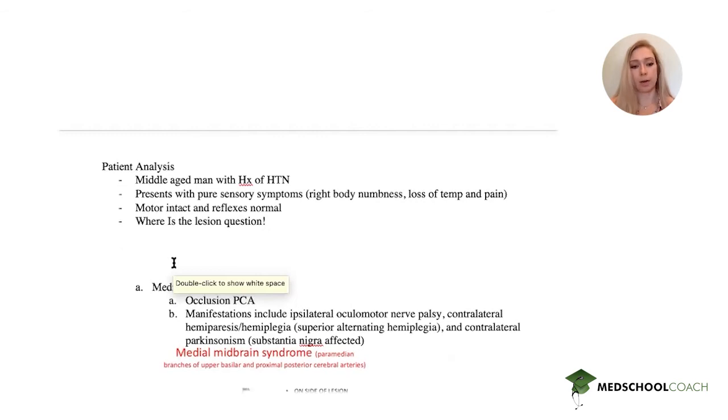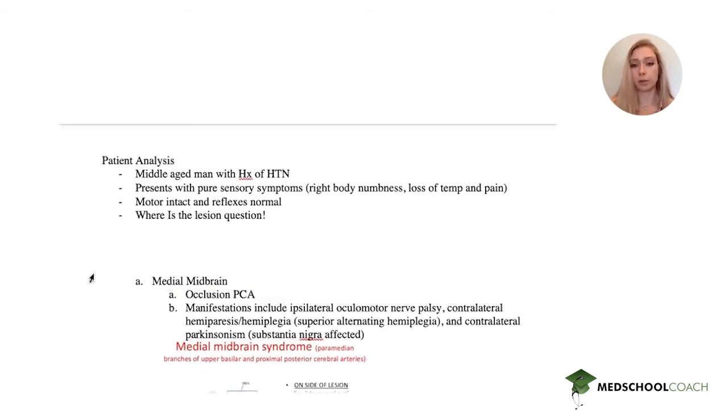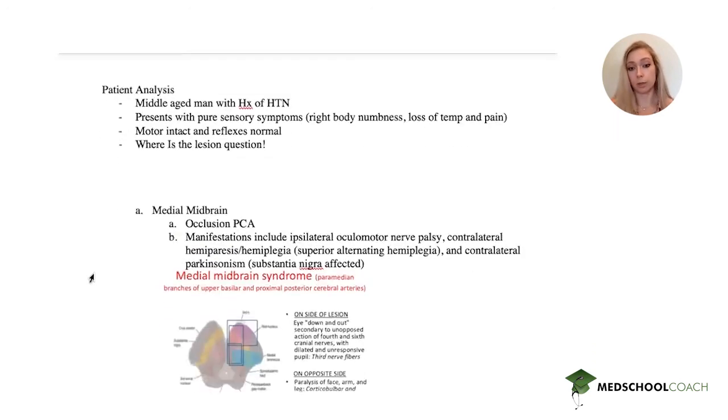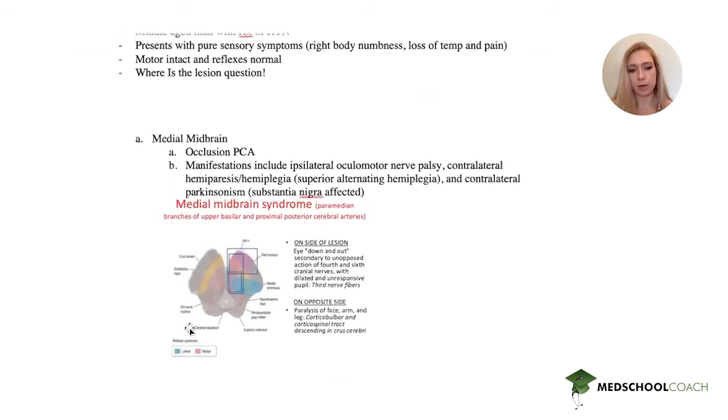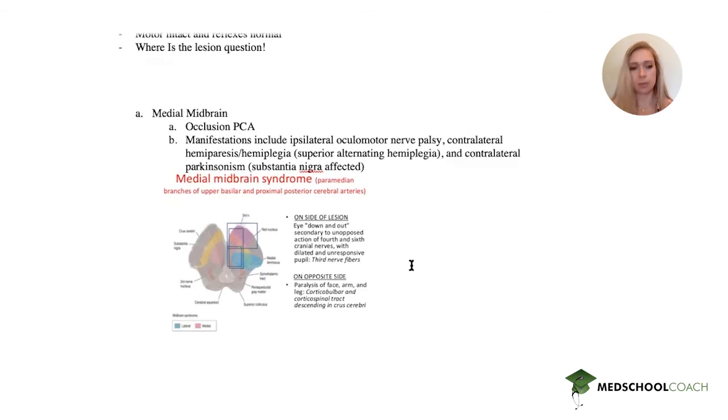The first is medial midbrain. So usually it's occlusion of the posterior cerebral artery, and the manifestations are ipsilateral oculomotor nerve palsy, so cranial nerve 3, contralateral hemiparesis, and contralateral Parkinsonism due to substantia nigra. Here's a picture of the midbrain, and here's a little bit of information. Again, cranial nerve 3 lesion will result in the eye being down and out. And you have the corticobulbar and the corticospinal tracts affected as well. So this isn't our patient because he doesn't have any motor symptoms.